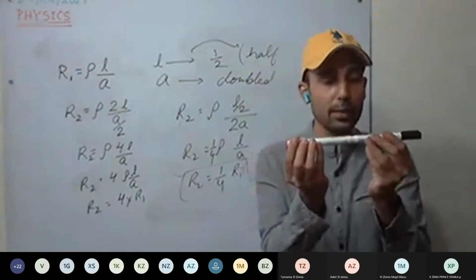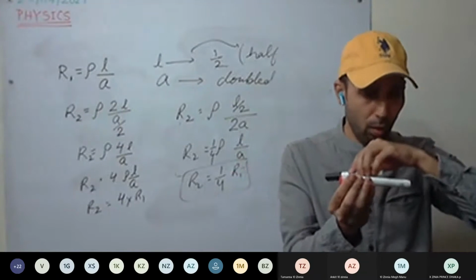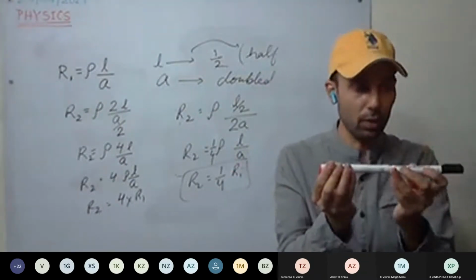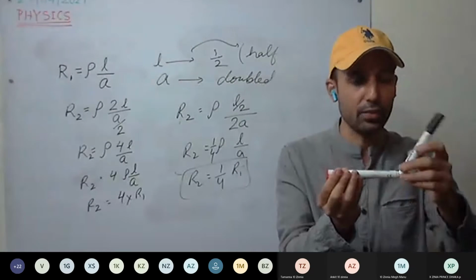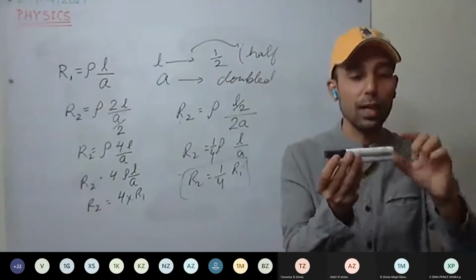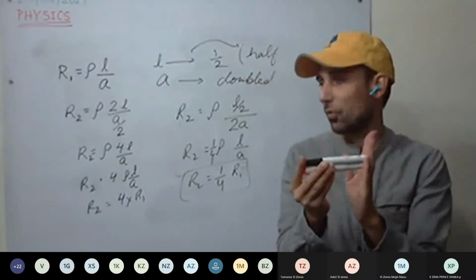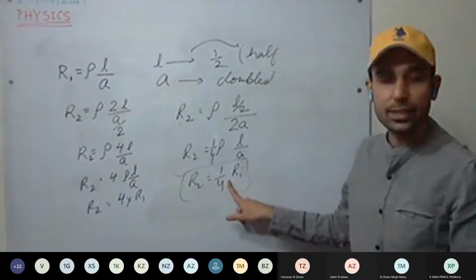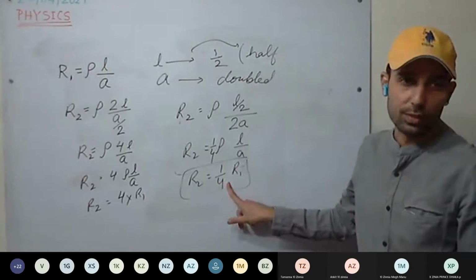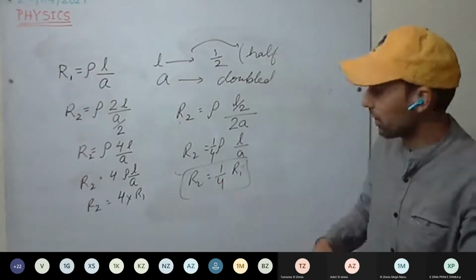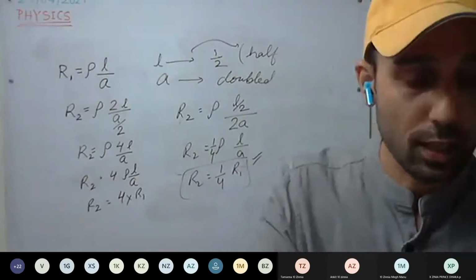So by overlapping the wire once, we have doubled the area of cross section, and the length we have made half. Resistance has become 1/4. Okay, this is clear now.